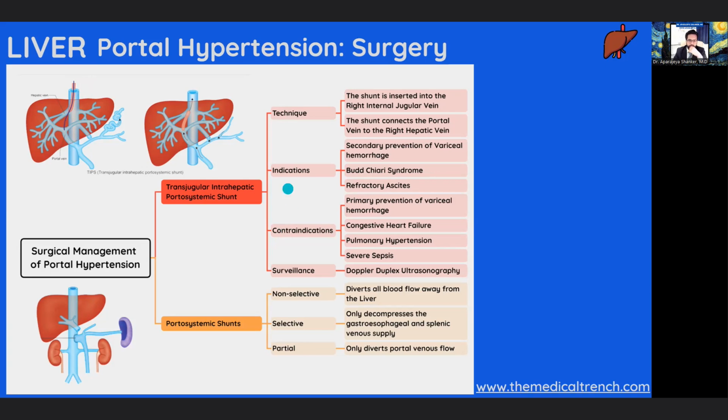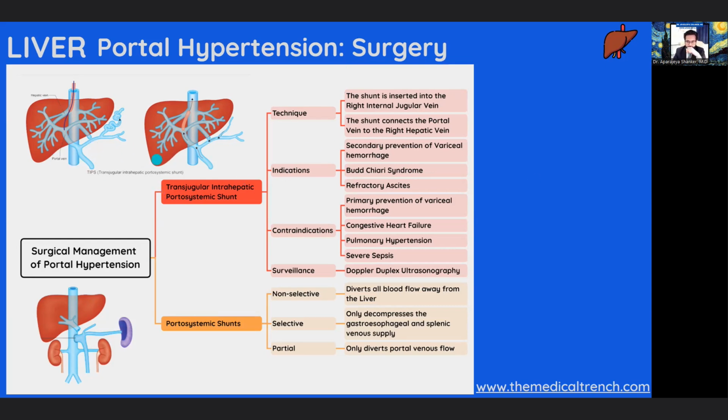And there are a few indications and contraindications. The primary indication is that this is used only for secondary prevention of hemorrhage, right? That means the patient has already come once for bleeding and you've dealt with the bleeding and now you want to stop the bleeding from recurring again.